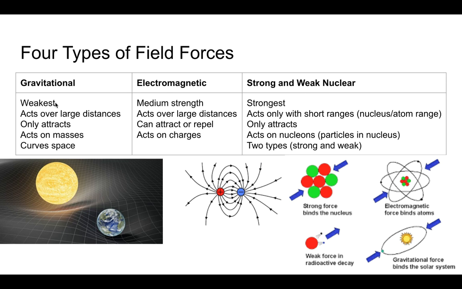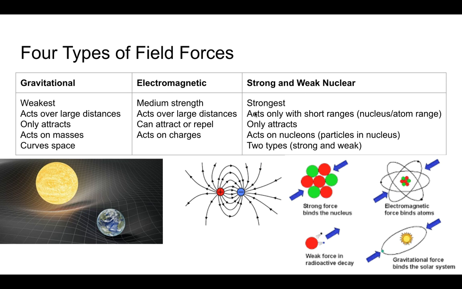So gravity is the weakest out of the four. Even though it's super strong, the other ones are much stronger. The strongest ones are actually the nuclear forces, followed by the electromagnetic. Gravity can act over very large distances. For example, the sun and the earth are being attracted to each other, and they're millions upon millions of meters apart. Magnets also can act, or electrostatics can act, over large distances.